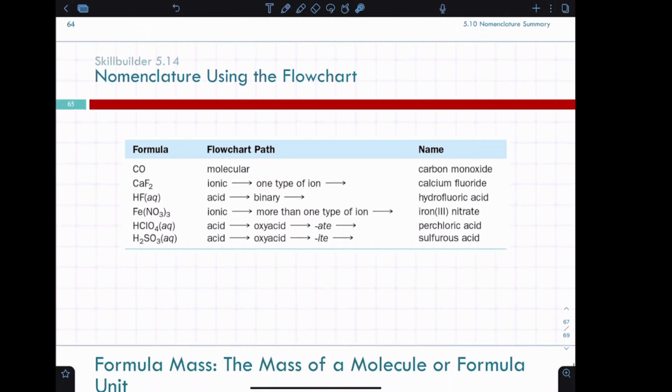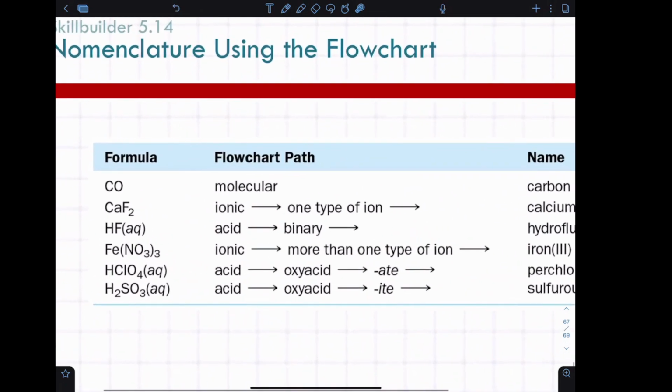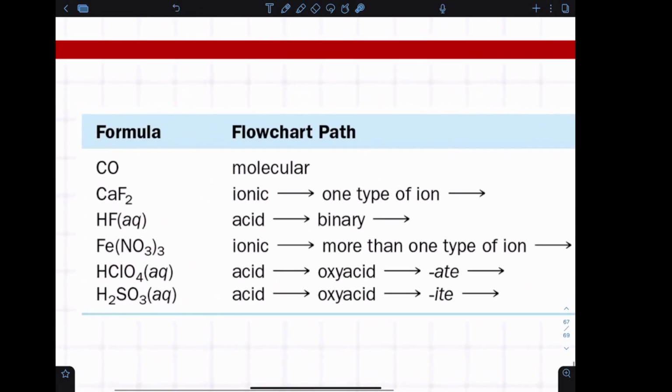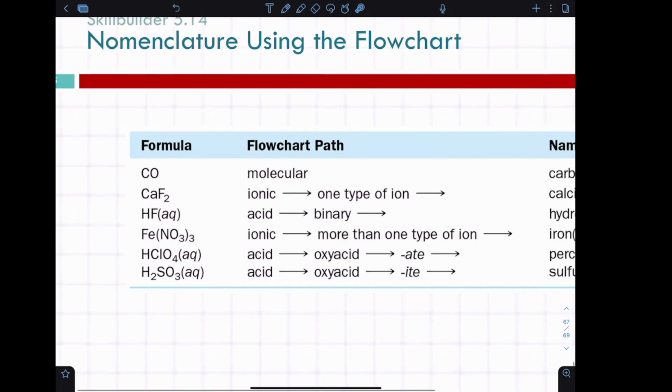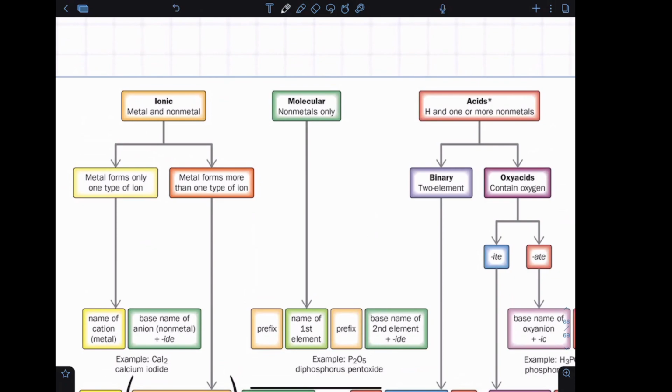So we're going to use this flow chart. All right, well, I think we're out of stuff to name, but take a look at how to use this flow chart if we were naming these. So CO, the first thing you have to do is identify whether it's going to be ionic, molecular, or an acid. So what's one way? I'm not necessarily looking for a response, but just think to yourself how you might answer this question.